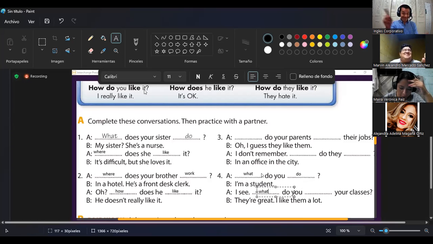Ok. What do you like? Do you like your classes? Ajá. Por las how? Cuatro. How? What no? Yes. How? How do you like? How do you like your classes? How do you like them? Son geniales.